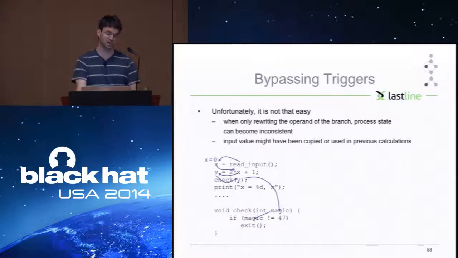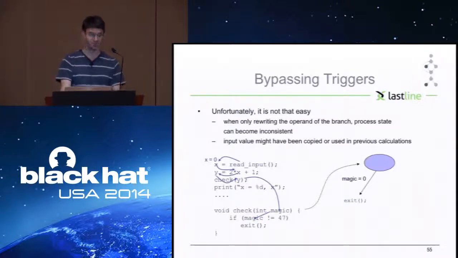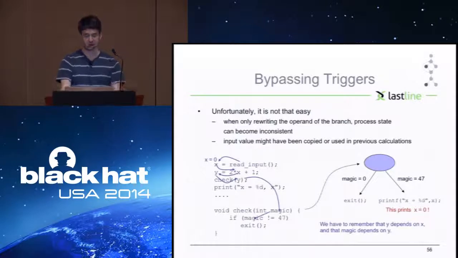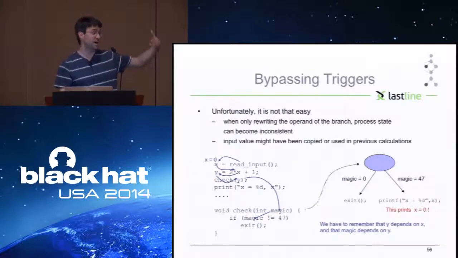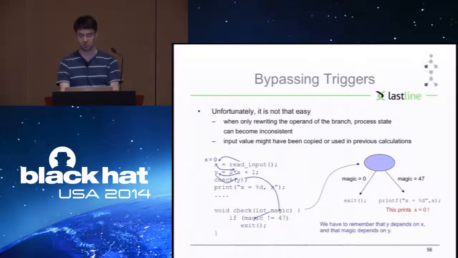So what you get here is, we know that the malware checks on some kind of input, and apparently it then exits. So we can say, okay, magic is 0, we exit. If we set magic to 47, well, we would pass. But the problem is, just by making this check pass by setting magic to 47, we did not correctly adjust the other values, x and y. So if the program continues to execute, in this case it would just print out x is 0, when in reality it should print out something else. It should actually print out x is 23, because only if x is 23 will y be 47 and magic be 47.